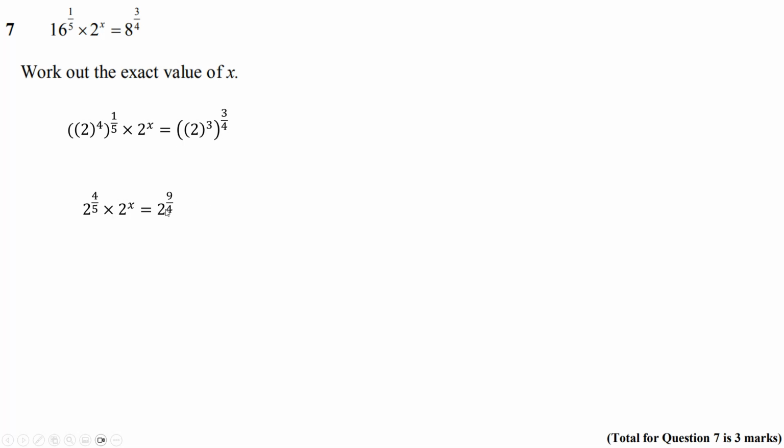And then once you've got something like this, same base, you've got a multiply symbol here. That means you're adding the powers. So it's 4/5 add x equals 9 over 4. Okay, you're just equating the powers. So 4/5 plus x equals 9 over 4. Then just take away 4/5 from both sides to get x equals 29 over 20.